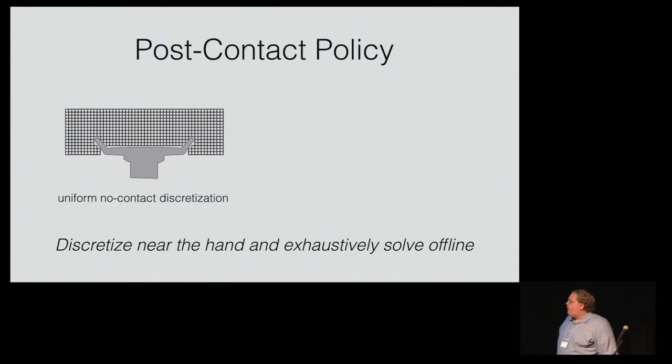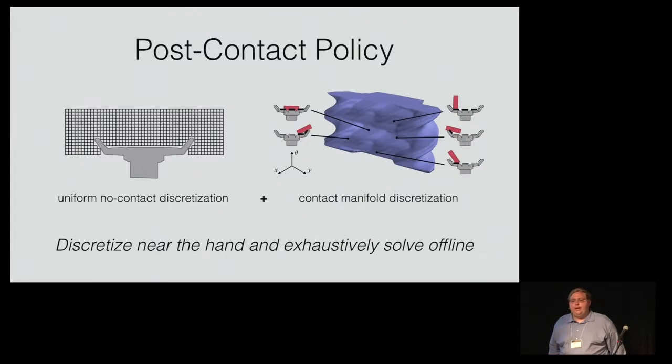At a high level, we just discretize the state space near the hand and solve it exhaustively using a point-based method. However, we have to be a little bit careful about how we do our discretization. You can't simply uniformly discretize the state space because this misses the ability for contact sensors to differentiate between contact and no contact. Instead, we discretize free space uniformly and also discretize the surface of the contact manifold, which is this two-dimensional subspace of objects that are in non-penetrating contact with the hand.